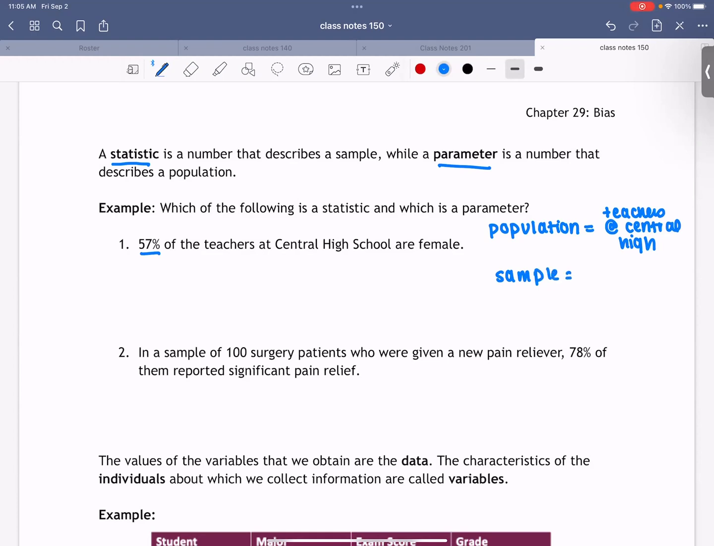Is there a sample in number 1? Okay, yes, female describes the thing that we're interested in. But is there like a small piece that we took out of the population? No, right? We didn't actually ask a certain amount of people here. It doesn't explain it at least, right? So is 57% talking about the teachers at Central High, or is it talking about a small piece?